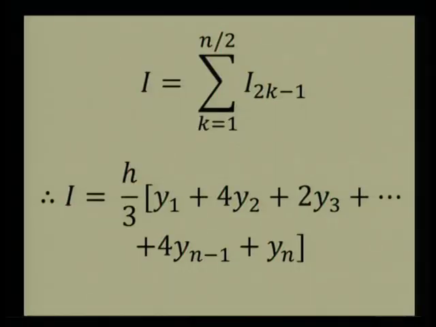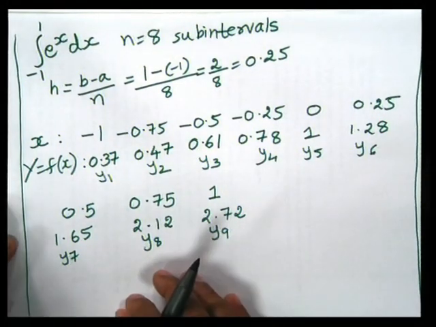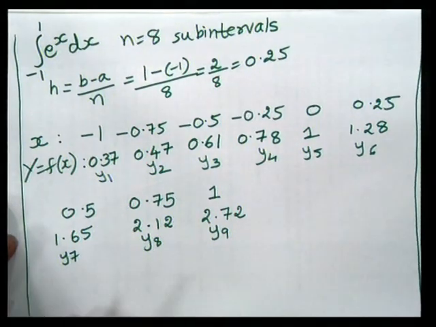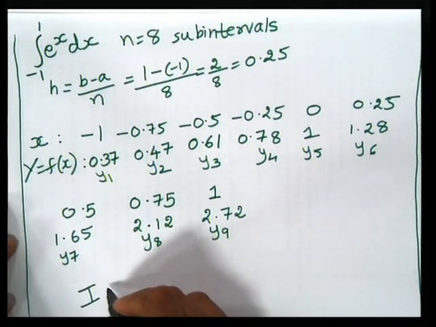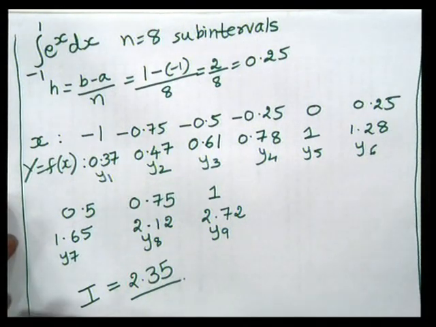In between, whatever values of y you have are multiplied by 4, 2, 4, 2, 4, 2, 4, 2, that way. Correct? So the second value of y will be multiplied by 4, the next by 2, again the next by 4, the next by 2, and so on. So I think it is very easy to remember the formula. Now we already have the values y1, y2 up to y9. Putting these values in the formula of Simpson's 1/3 rule, I will get the value of the integral to be 2.35.